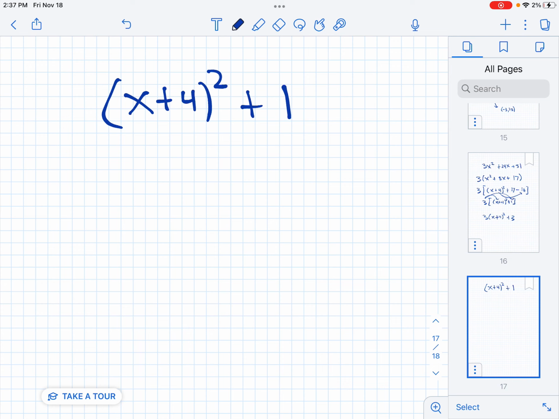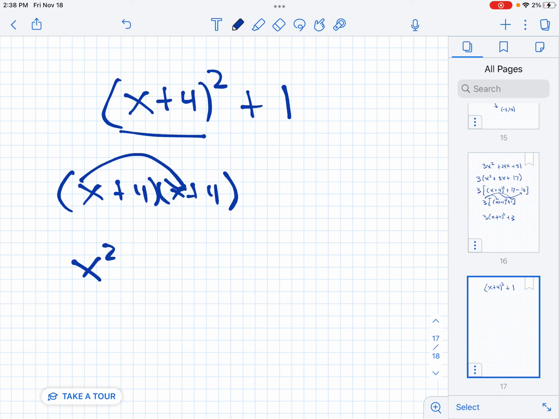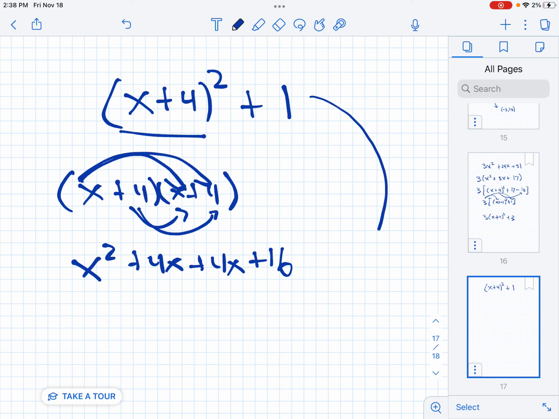So let's go through this guy. x plus 4 squared plus 1. Well, x plus 4 squared means we're going to write x plus 4 times x plus 4, and this is going to be x squared plus 4x plus 4x plus 16, and don't forget that plus 1. That's going to come down. So I got x squared plus 8x plus 17.